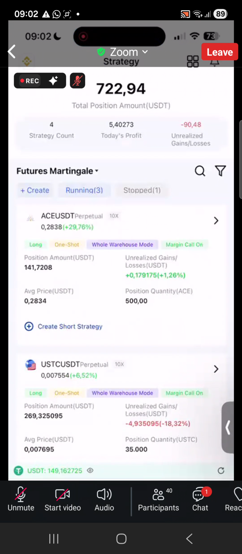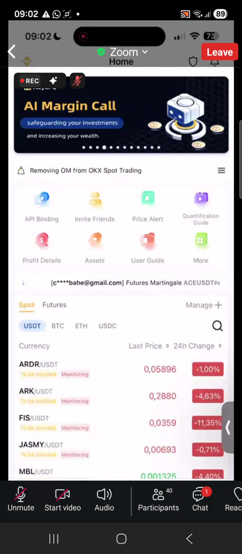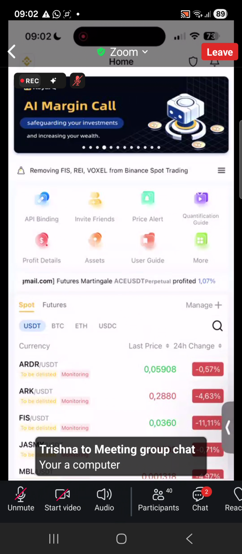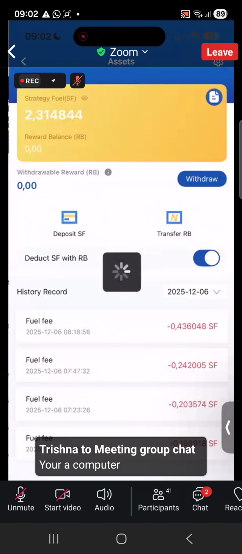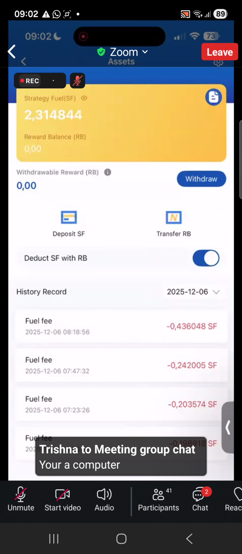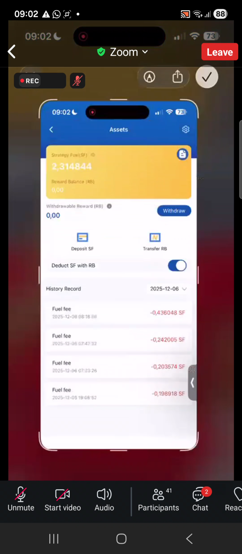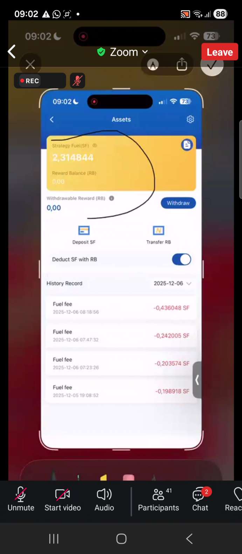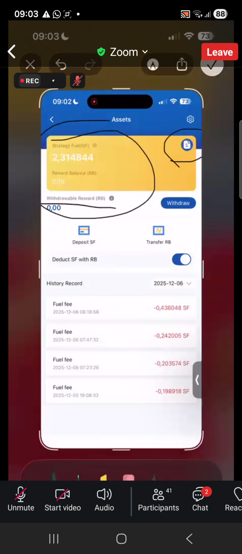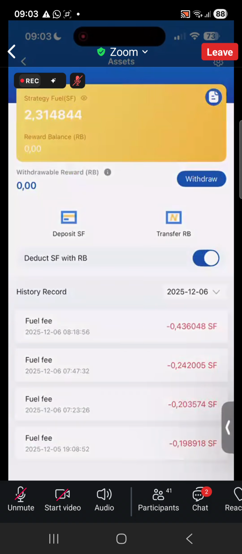So let us continue. Let's go back to where we were. Yes. Where were we? Profit details, we've looked at it. We were on assets. Good. So we've looked at these two buttons here. I've explained strategy fuel, reward balance, withdrawable reward. Then this button. Now let's go to withdraw.